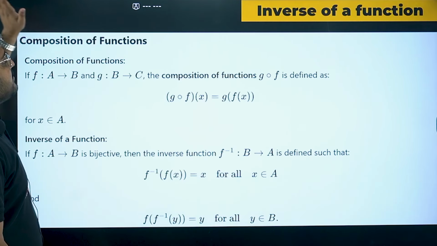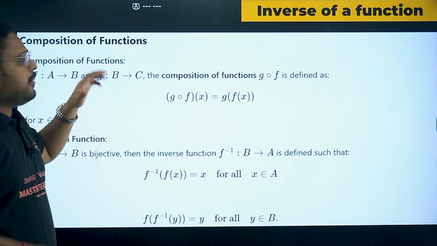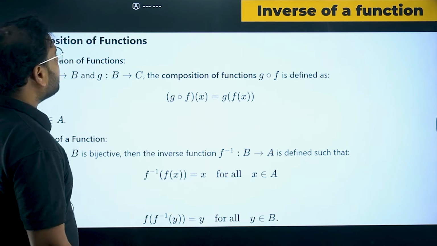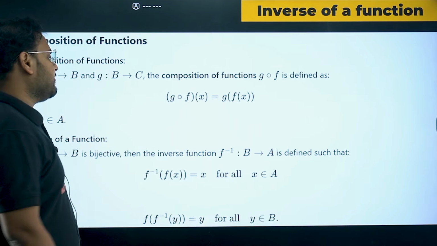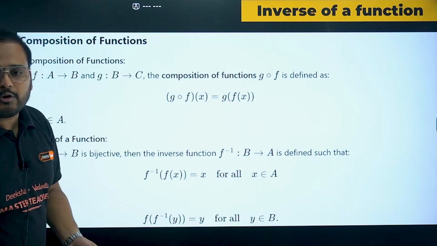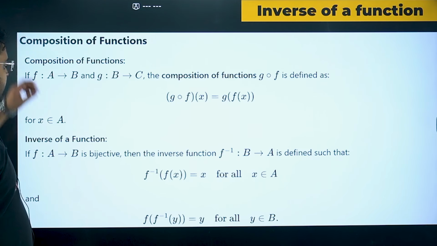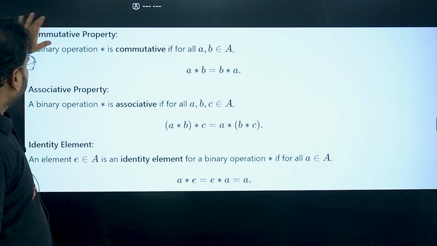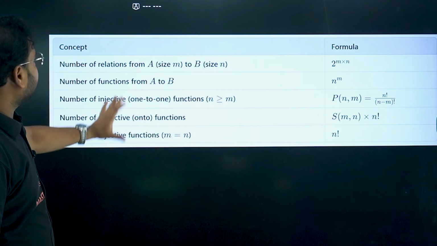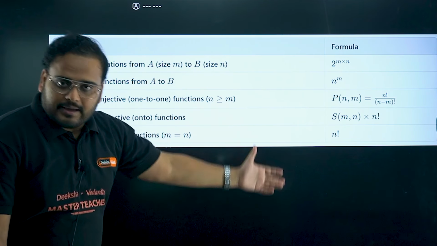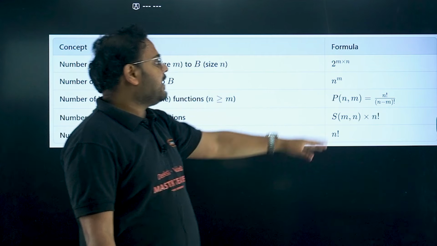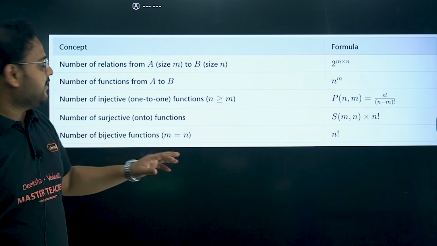Sometimes they end up asking about the number of functions as well, but very rarely. We'll see that. How do you find the inverse? We have bijections and then we can find the inverse. The range becomes the domain and the domain becomes the range. Please have a look. Now, these are the formulas you have for the number of relations and the number of functions from A to B. Here it is, 2 power m cross n, and n power m. So like that, it's very, very important.